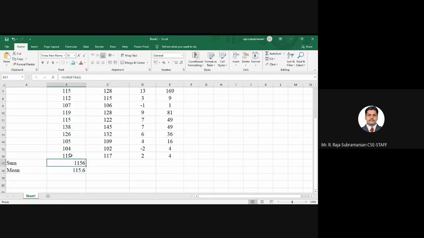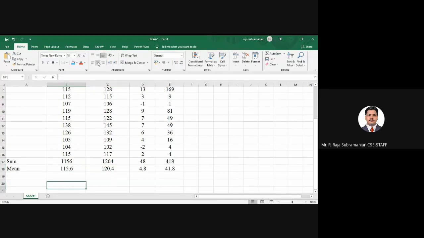Similarly, I take the sum of this, and the sum of all this. So I find the sum of the difference, the sum of the difference squared, everything. Similarly, the mean I'm calculating for each of these columns. So everything I was calculating, then I'm going to proceed with my t statistic formula.